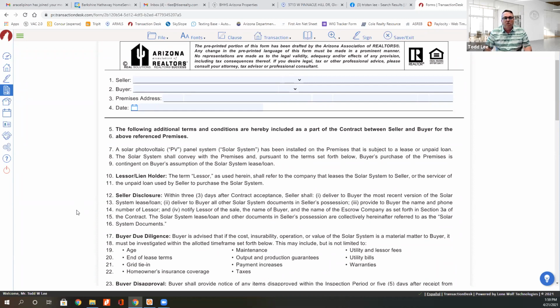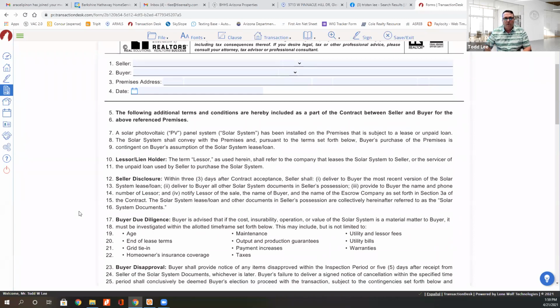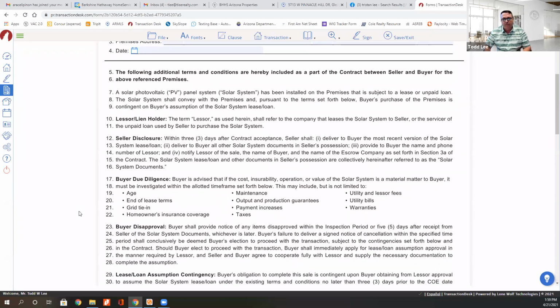But you still need to make sure that, representing your buyer, you are making sure that they understand what the terms and everything of the solar lease agreement are, and making sure that they can qualify for it, and that they're not going to be getting into something that's just a money pit.